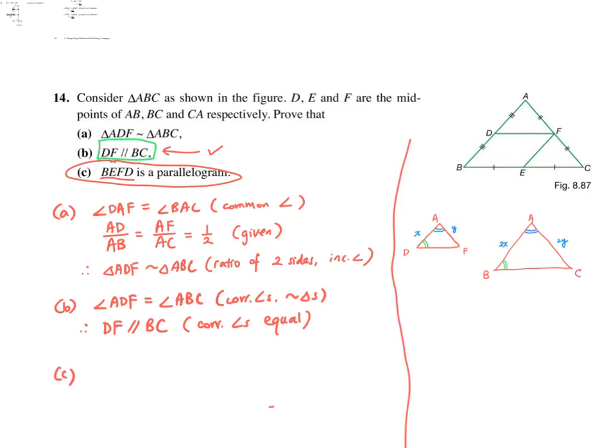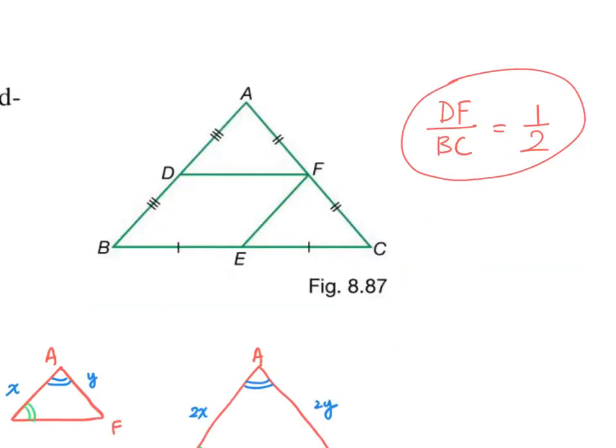Our goal is to show DF equals to BE. This is my way. We can use corresponding sides of similar triangles to show that. Look at the diagram here. Because ADF and ABC are similar, you can also say DF over BC is 1 over 2, because AD over AB is also 1 over 2. This is because of corresponding sides of similar triangles. It means BC equals to 2DF. And then you also know that E is the midpoint of BC. So you can say BE equals to DF.